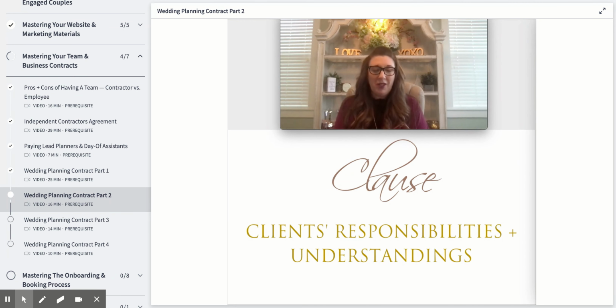The next bullet point says the consultant shall perform the services in a professional manner and endeavor to plan and execute a successful event for the clients. But the clients understand and agree that weddings are fast-moving and often unpredictable, with unexpected circumstances that may arise during the course of the planning process and/or on the wedding date. And the consultant cannot offer refunds following the occurrence of such circumstances.